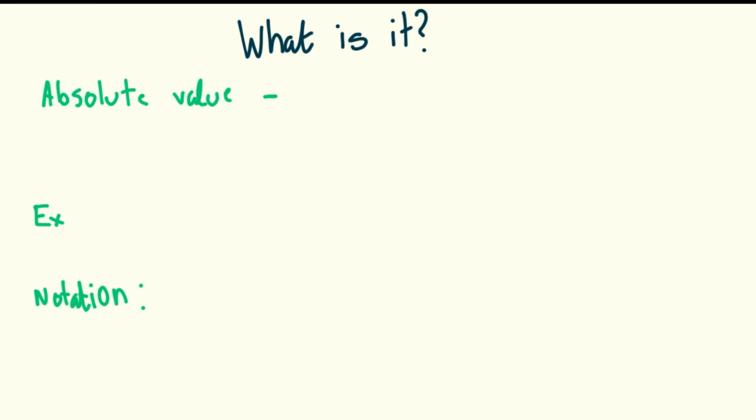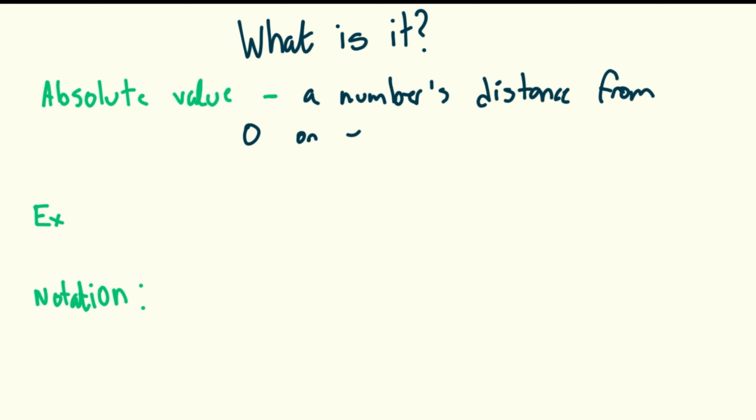What is it? The absolute value is a number's distance from 0 on the number line. So an example would be the absolute value of 5 is equal to 5. The absolute value of negative 5 is also equal to 5 because that's the distance from 0. The notation that we use to symbolize absolute value is the absolute value bars that look like that.